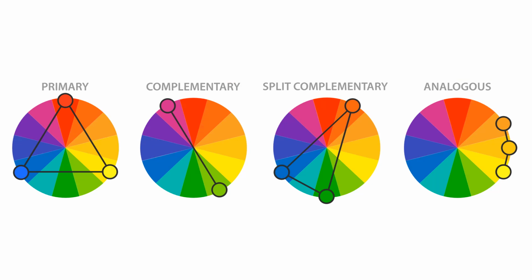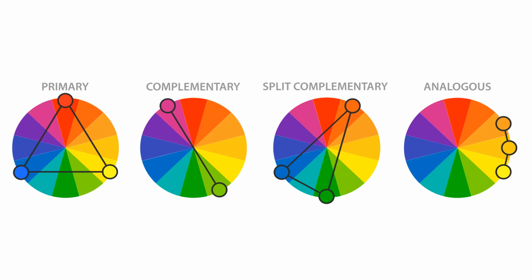Number one is the primary one. You basically divide the color wheel into three equal categories, and then you pick a color from each of those categories, and you've got a nice color scheme that works well together. And then you've got complementary colors. Complementary colors are basically colors on the opposite side of the color wheel. They work really well because they have a lot of contrast.